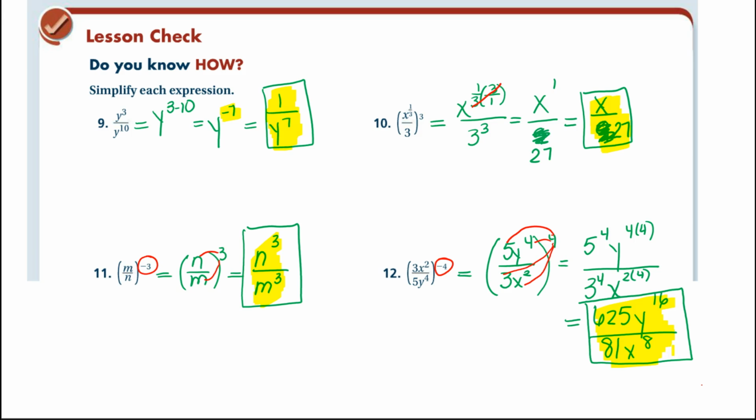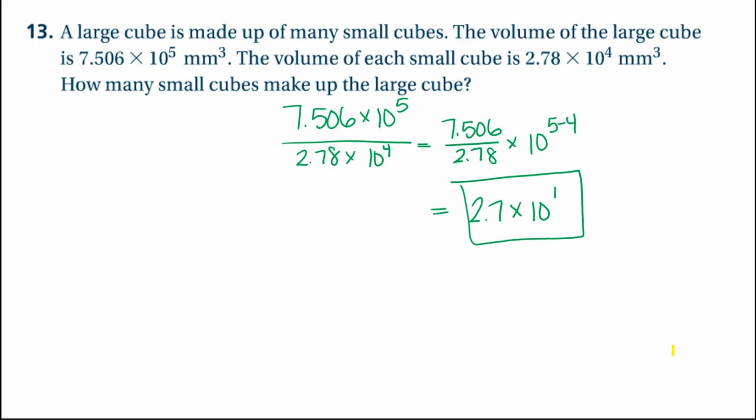All right, we have one more problem, problem 13, dealing with scientific notation. A large cube is made up of many small cubes. The volume of the large cube is 7.506 times 10 to the 5th cubic millimeters. The volume of each small cube is 2.78 times 10 to the 4th cubic millimeters. How many small cubes make up the large cube?